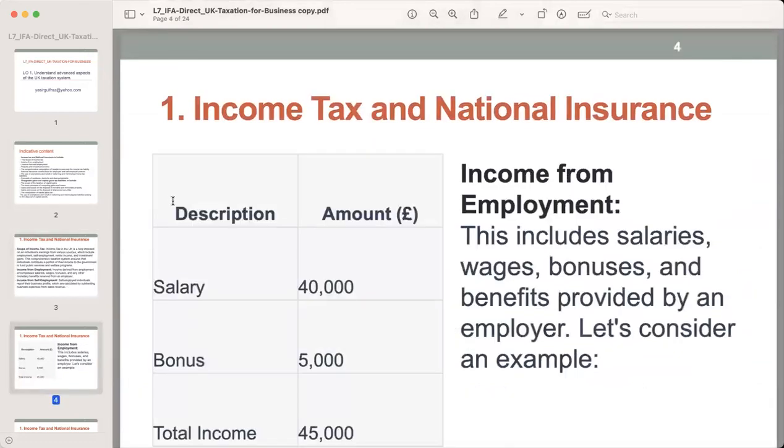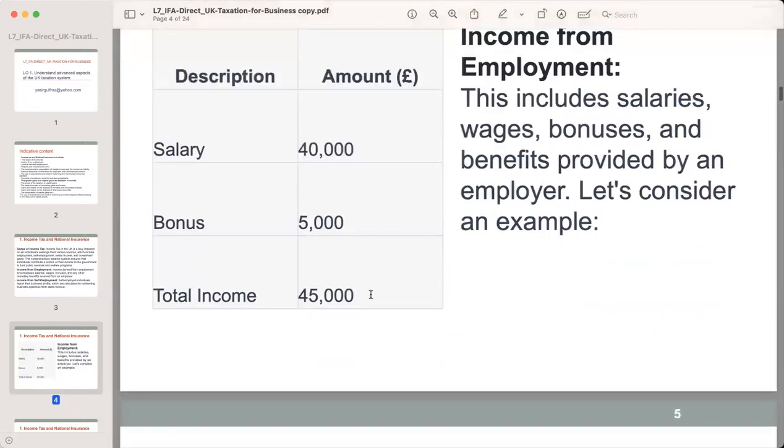Here, income tax. Let's see an example. Imagine you earn a salary of £40,000 and receive a bonus of £5,000. So your total income would be £45,000. This includes salaries, wages, bonuses, and benefits provided by an employer. Let's consider an example.